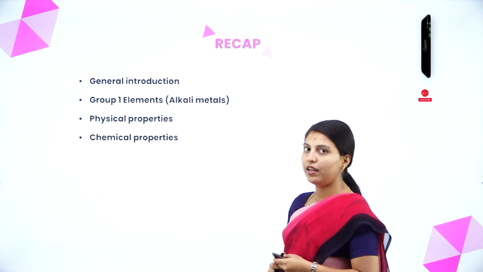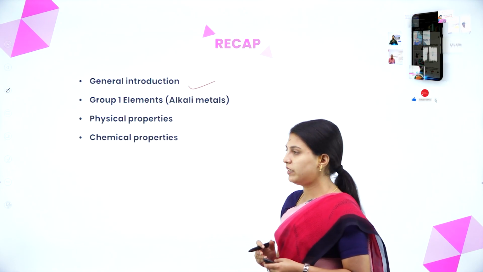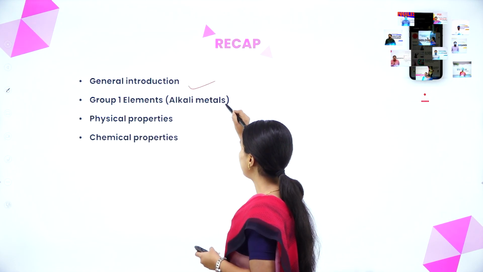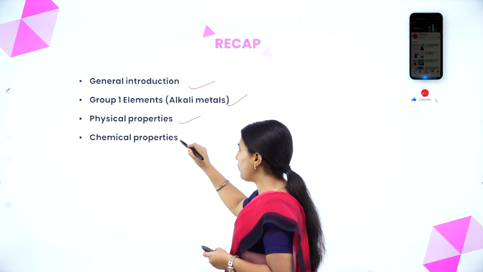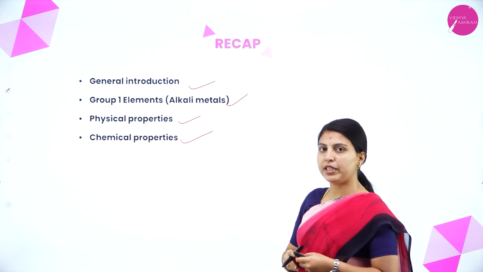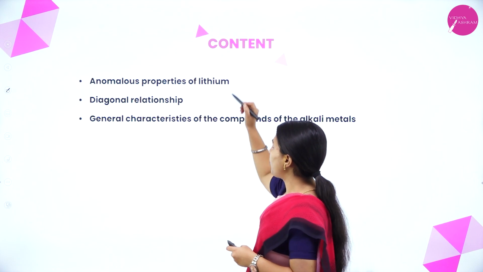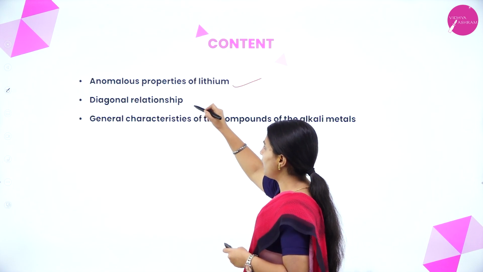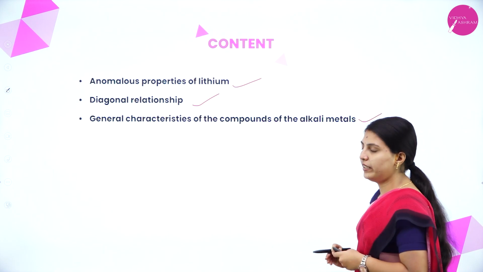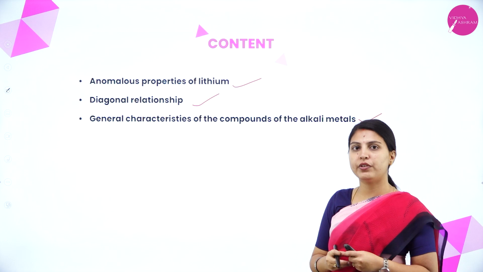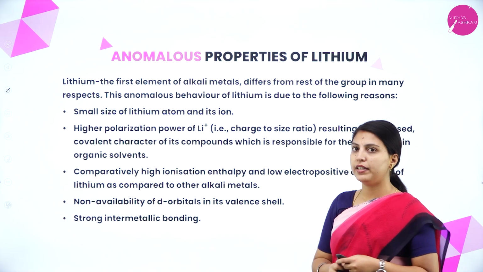In the last session, we discussed the general introduction of S block elements. In that, group 1 elements, which are also called alkali metals, their physical properties and chemical properties we discussed in the previous session. In today's session: anomalous properties of lithium, diagonal relationship, and general characteristics of the compounds of the alkali metals. These are the contents which we will discuss in this session. First we will see anomalous properties of lithium.